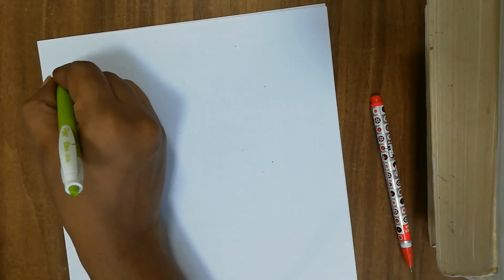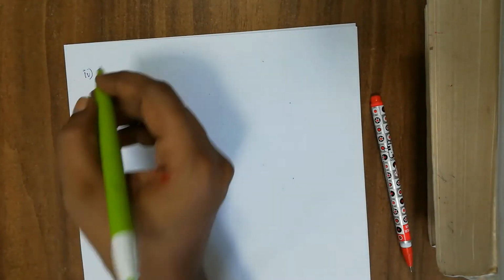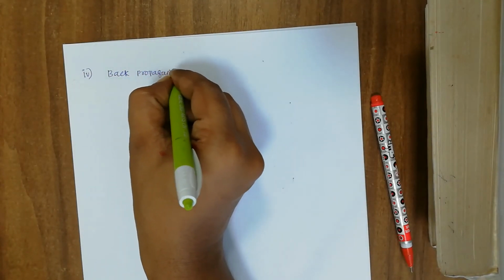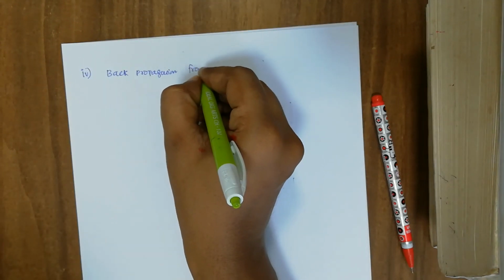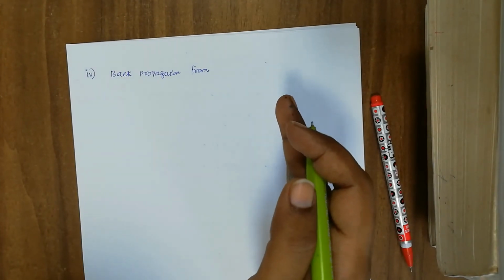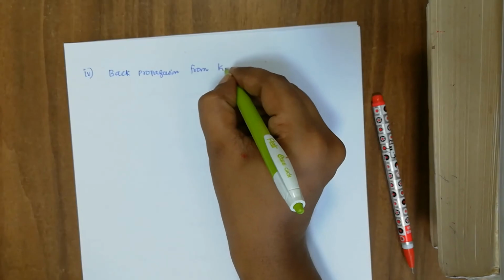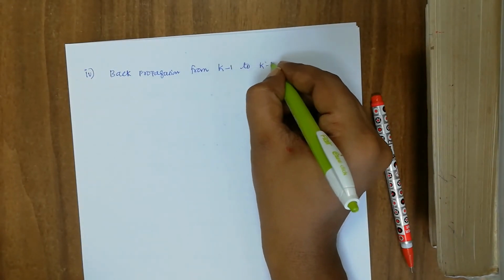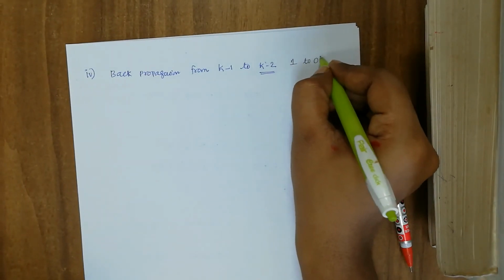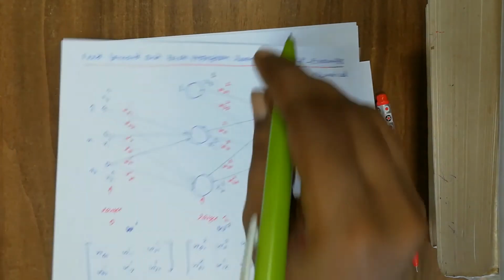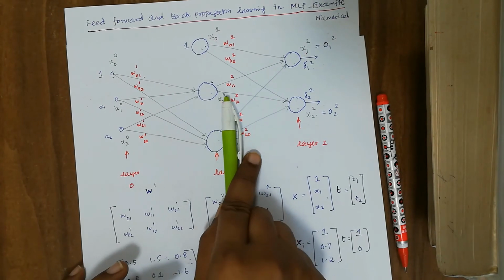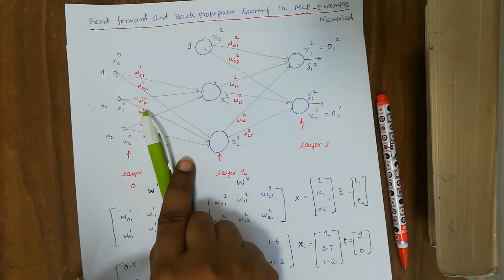Now let us go for the fourth step. So the fourth step says the same thing, back propagation, but this time not from the output but from the layer previous to the output, which is k minus 1 to k minus 2. Okay, one of the hidden layers, which is layer 1 to 0. So what is layer 1 to 0? We have seen the weight updation for the last two layers. Now we are going to update the weight from this layer back to the input layer.